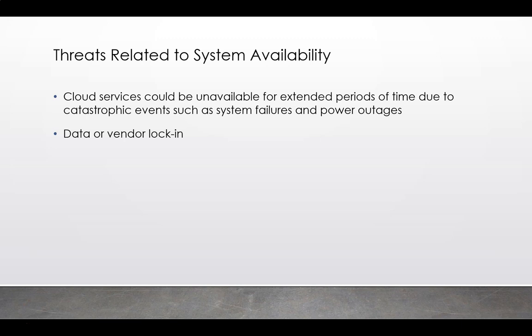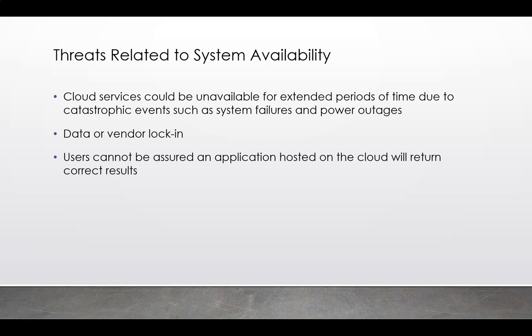The lock-in situation is evident in that applications developed by specific cloud platforms, such as Amazon EC2 or Microsoft Azure, cannot easily be migrated to other cloud platforms, and users become vulnerable to any changes made by their providers. So the lock-in issue arises when a company, for instance, decides to change cloud providers or perhaps integrate services from different providers, but is unable to move applications or data across different cloud services because the semantics of resources and services of cloud providers do not match or align with each other. And another issue related to system availability is that users cannot be assured that an application hosted on the cloud will return correct results.